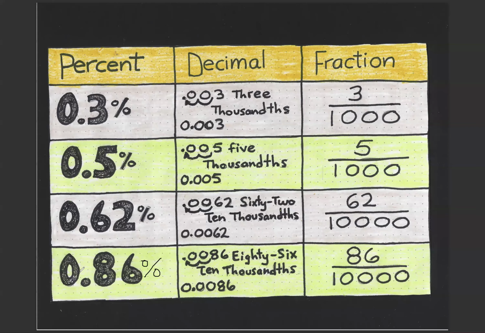And let us move to 0.86%, in which we will do the same thing by moving that decimal over two places to the left to turn it into 86 ten thousandths. And we can write it as 86 over 10,000.